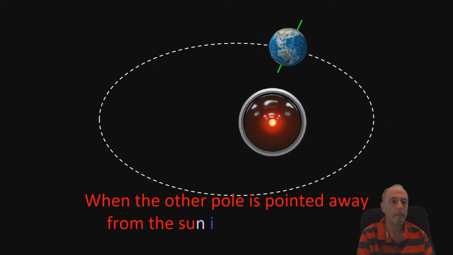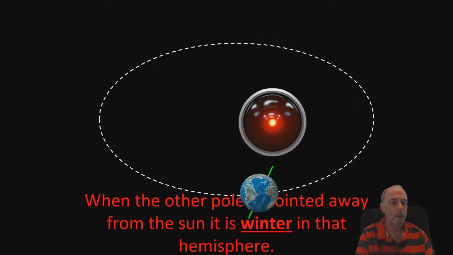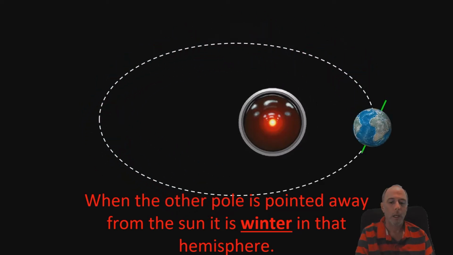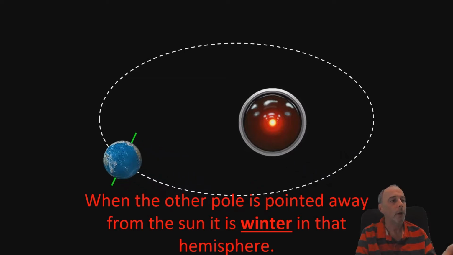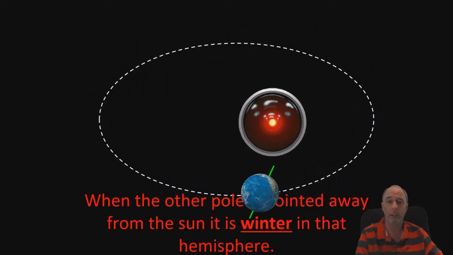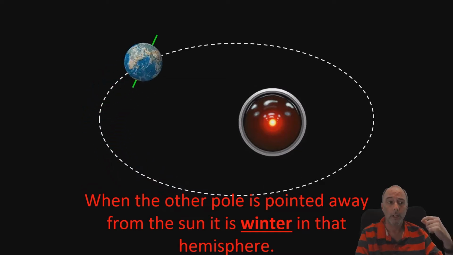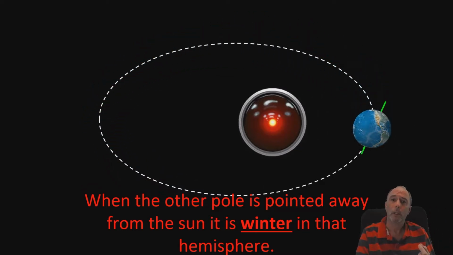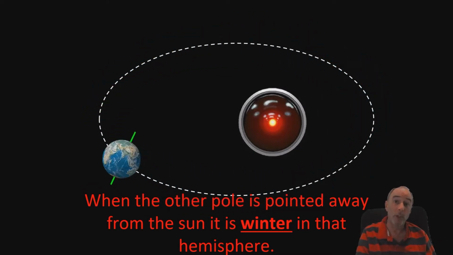When the other pole is pointed away from the sun, it is winter in that hemisphere. Oh, so when the pole is facing away from the sun, it's going to be wintertime because it's not going to get any light whatsoever.